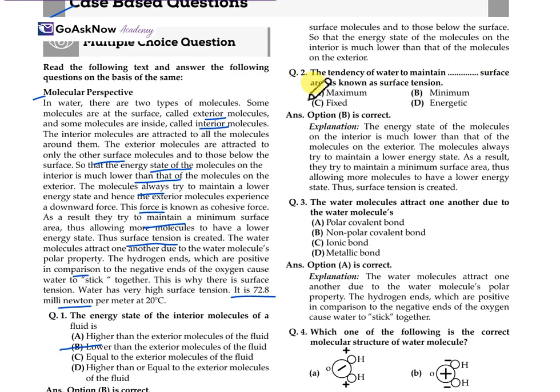The tendency of water to maintain a blank surface area is surface tension. So it is always minimum. We have studied that it will always maintain the minimum surface area, and this is known as surface tension. Now, water molecules attract one another because the water molecule is a polar covalent bond, that is, because of its polar property. The hydrogen ends with the positive charge are attracted to the negative ends of the oxygen, and so they stick together.